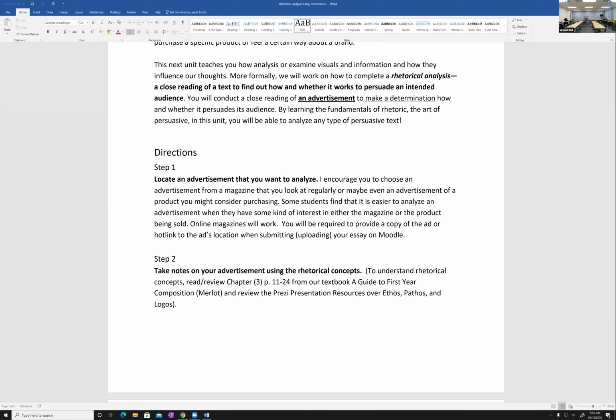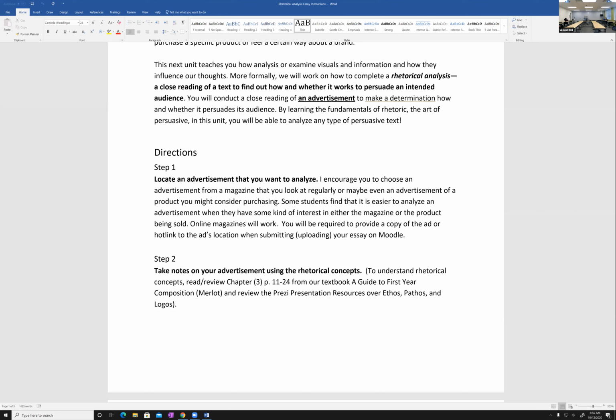or at least you can get the ad from it. Don't rip out your ad from the magazine. You want the whole magazine only because you're going to have to do a lot of information on it. And it's just easier if you have the whole magazine until you are ready to submit. At that point, then you can just take a picture of the ad.